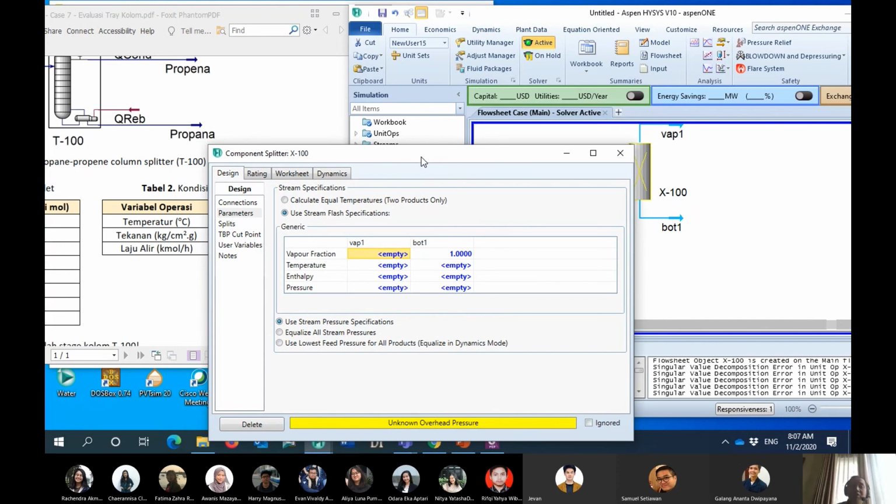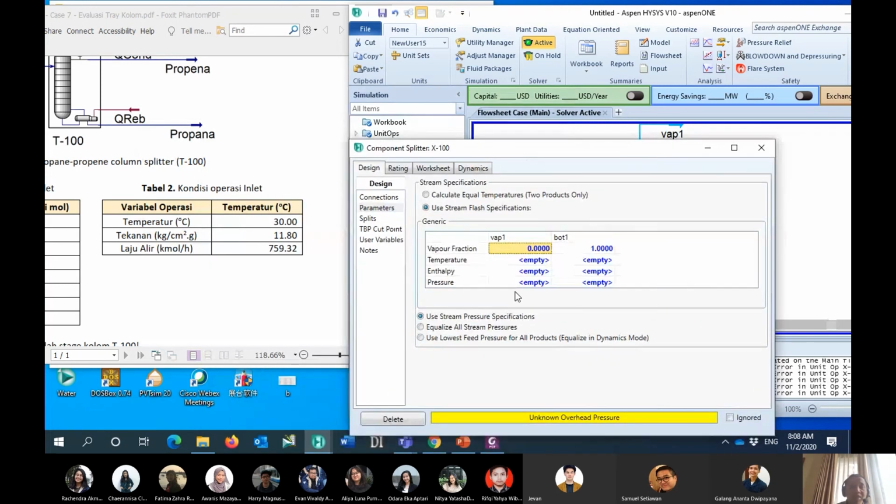How about in the case of the vapor? In the case of the vapor, if it's possible, I would like to condense all of the vapor that I have, because from the top of the column, the vapor will go to the condenser. The condenser has the duty to change the phase from the vapor phase to the liquid phase. So probably I can put a 0 in here, which means all will be liquid. And then how about in terms of the pressure?